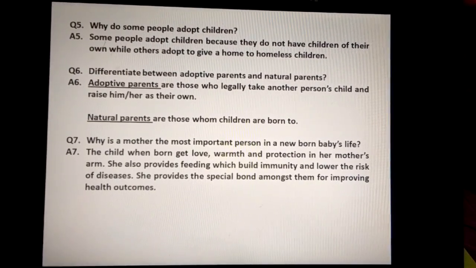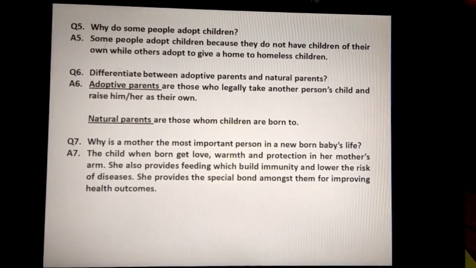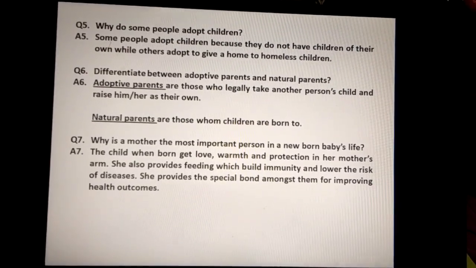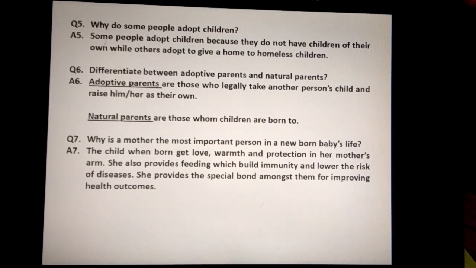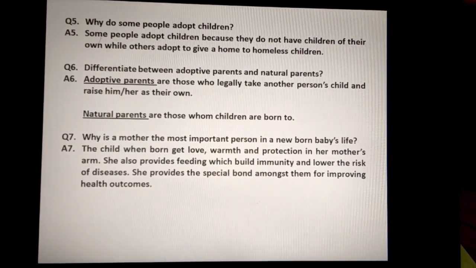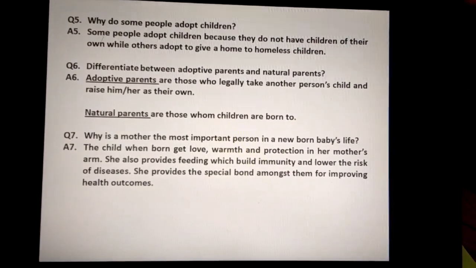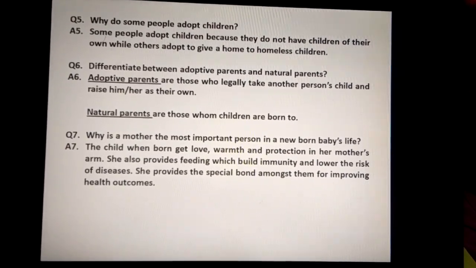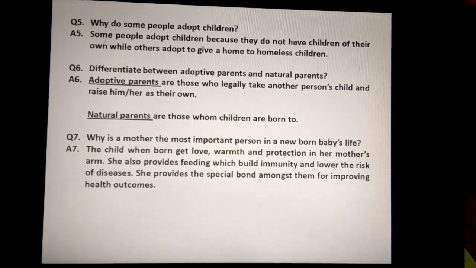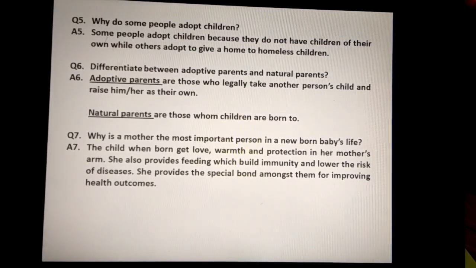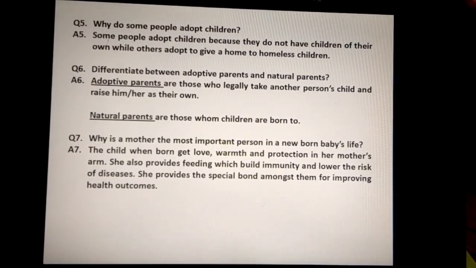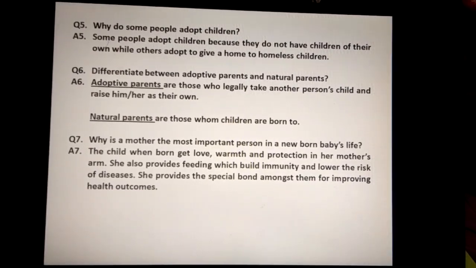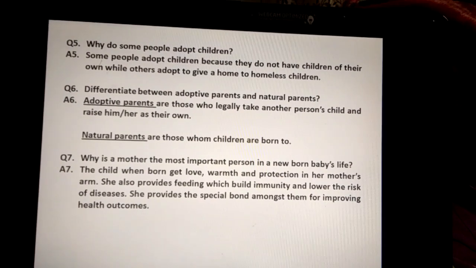Under discussion question, we will do one question. Question number 7. Why is mother the most important person in a newborn baby's life? The child, when born, gets love, warmth, and protection in her mother's arms. She also provides feeding, which builds immunity and lowers the risk of diseases. She provides the special bond amongst them for improving health outcomes.